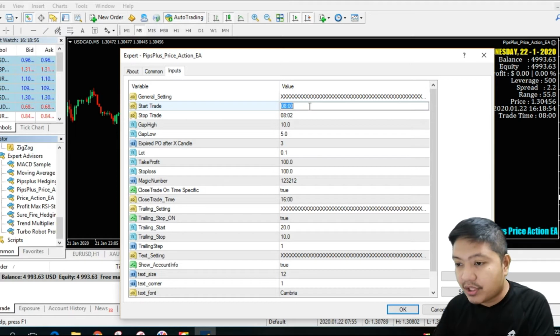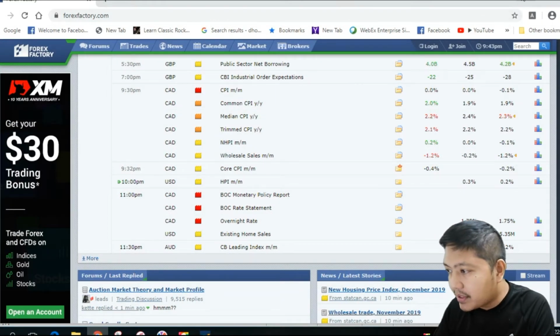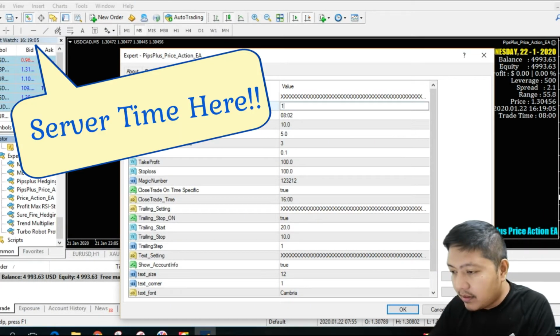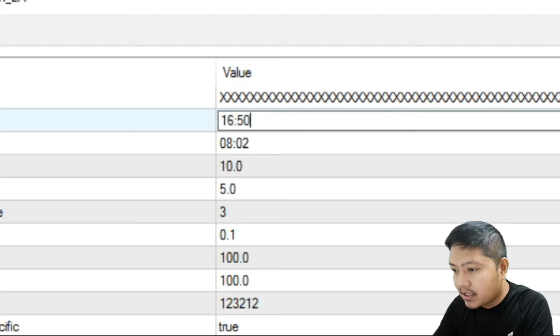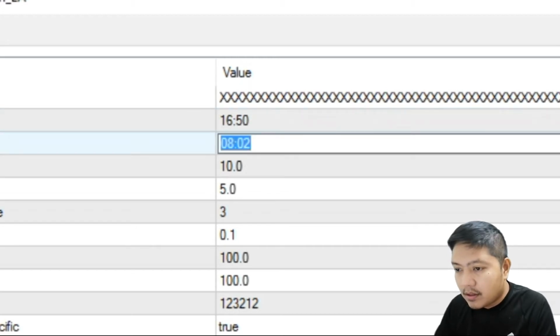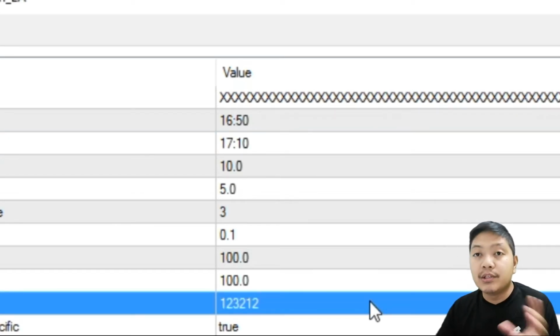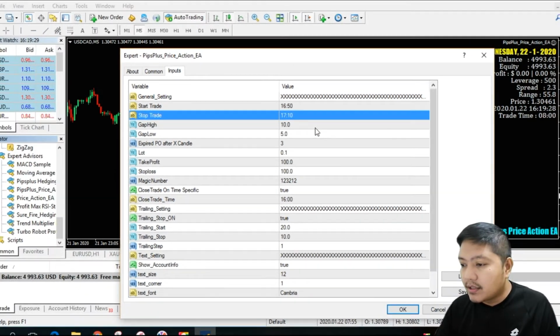All right, so this is the trade time. I'll be using 16, about 11 p.m., which is about 17 on the server. So I'll be setting up about 16:50, or okay, 16:45, about 15 minutes before, and 16:50. And here is about 17:10, so 10 minutes after the news. Right, I'm still holding this.